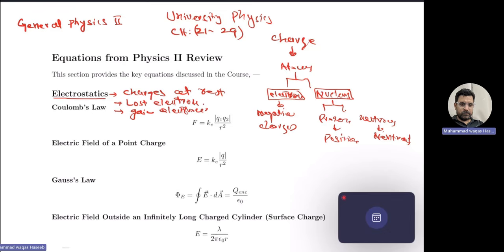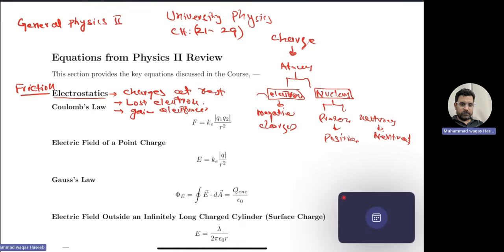So different bodies can be charged. How can you charge a body? You can charge a body by friction. You rub silk or glass, or cat fur, and so you can charge a body. You transfer electrons onto the body or remove electrons from one body to another body.